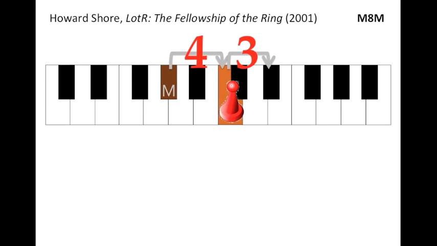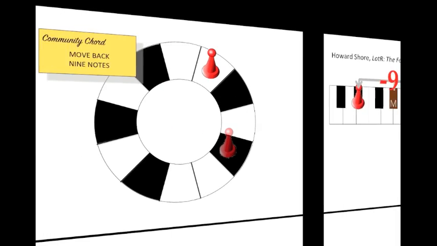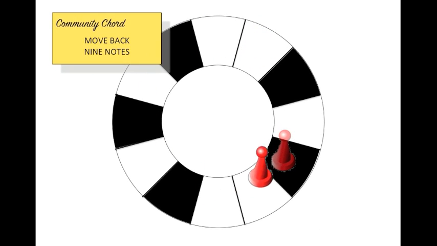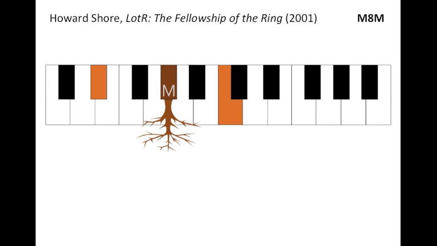But let's mix it up a little bit. And let's change the 3 to a -9, just like I did on the circular game board earlier. So going back 9. This makes the triad's lowest note something besides the root, which is exactly what Howard Shore does, slightly altering and some might say destabilizing the sound of the major triad.